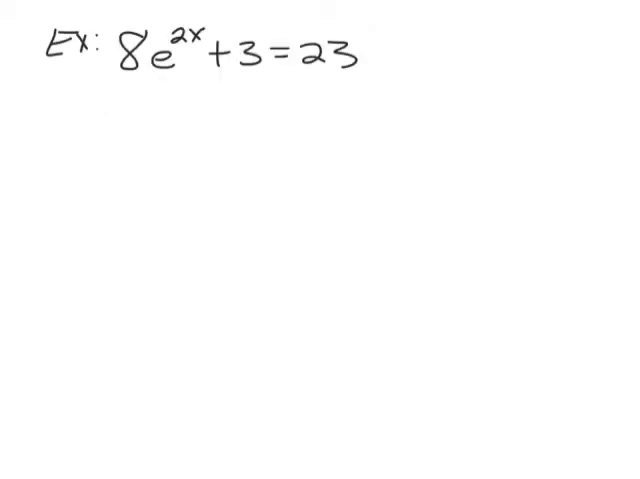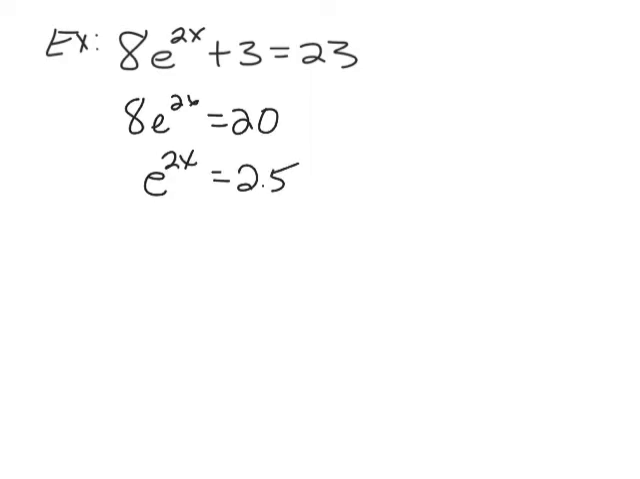So let's take a look at our second example here. I have 8e^(2x) + 3 = 23. The first step is to isolate the exponential expression, which is just e^(2x). So I have to subtract away the 3, and then divide by 8. Subtracting the 3 leaves me with 8e^(2x) = 20. And then if I divide by 8, I get e^(2x) = 2.5.